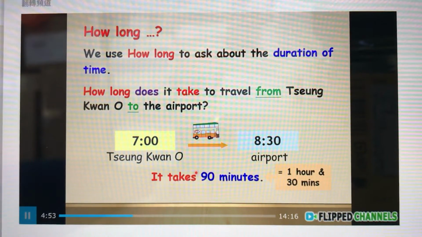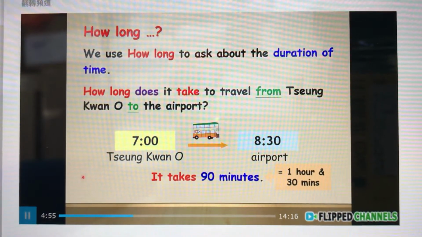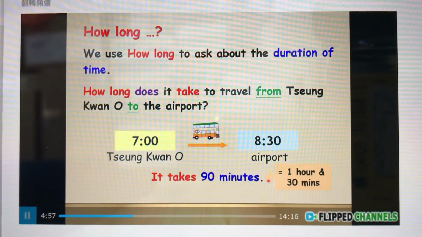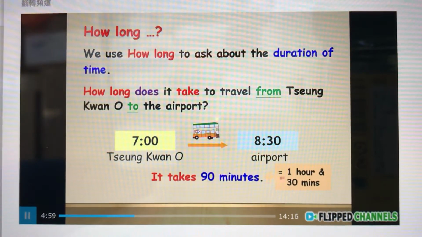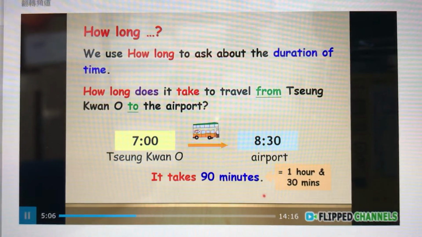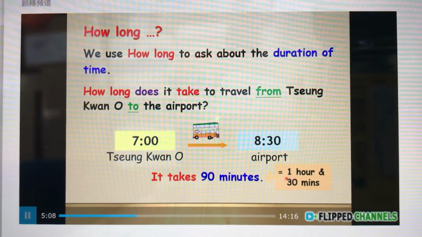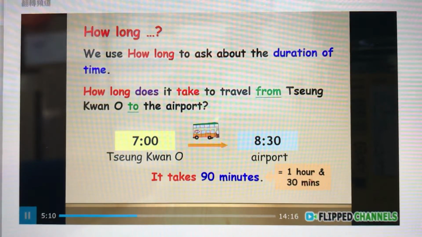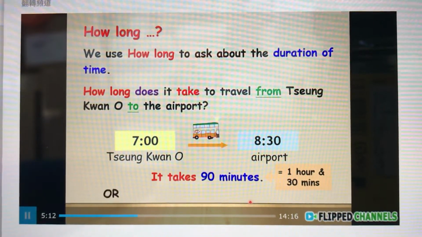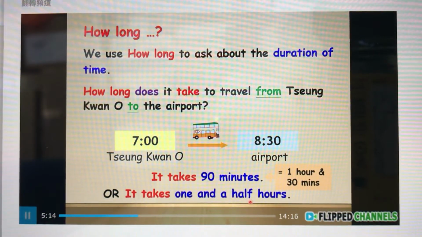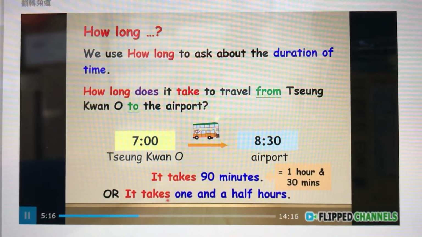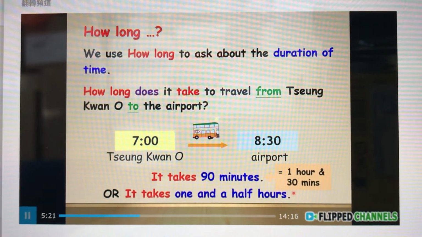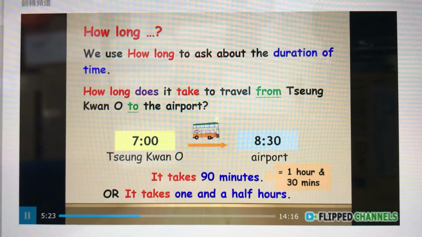So we will answer like this. It takes 90 minutes. For 1 hour, we have 60 minutes, and 60 minutes plus 30 minutes means 90 minutes. We can also say 1 hour and 30 minutes. So we can answer like this. It takes 1.5 hours. More than 1 hour, we have s after hour. Remember that.